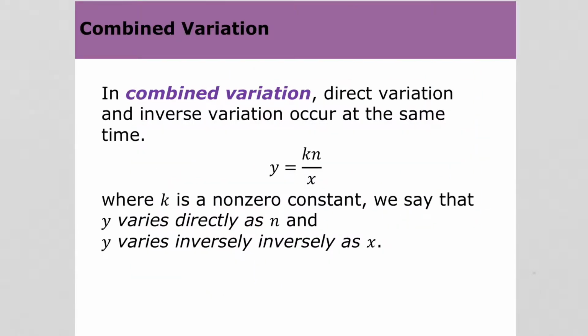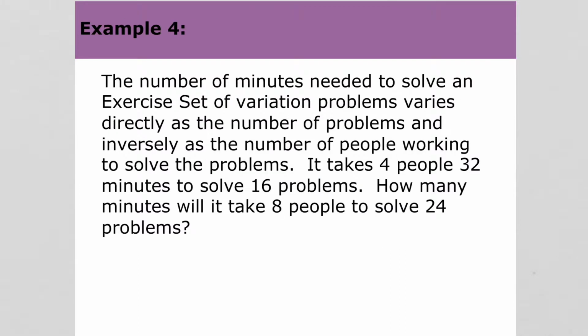Combined variation. So where we put more than one thing together. If you see varies directly as n and varies inversely as x, then you're combining two things. You're varying directly as n, so you can see the kn there, and then inversely it's put on the bottom as x. So we're using y equals kn over x. At least I'm assuming that on this problem. Let's read it and see. The number of minutes needed to solve an exercise set of variation problems varies directly as the number of problems and inversely as the number of people working to solve the problems. Okay, so there's our situation.